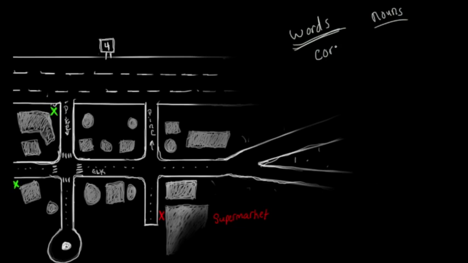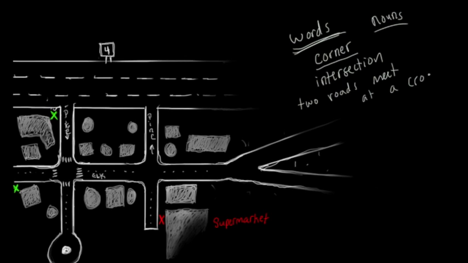A corner and an intersection. These are not quite the same thing, but one makes the other. An intersection is when two roads meet at a cross shape. Like this. So here's an intersection. Here is an intersection. Okay?